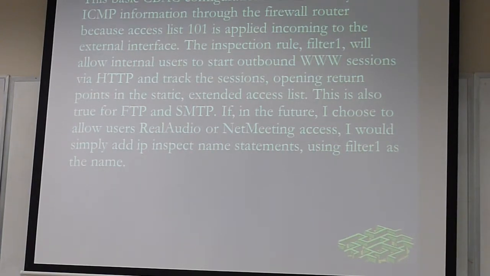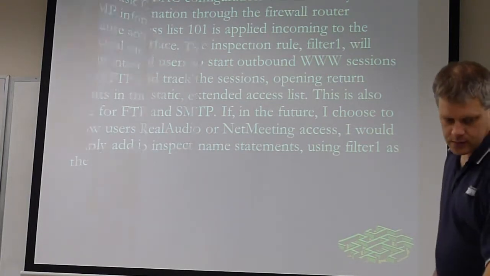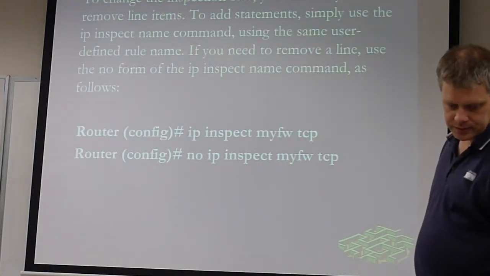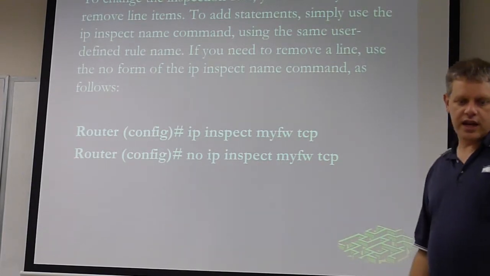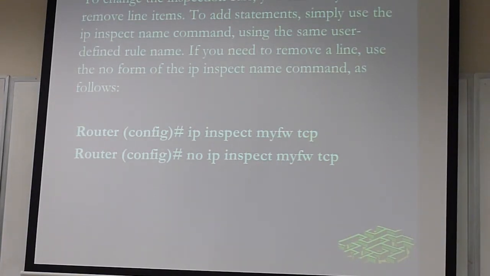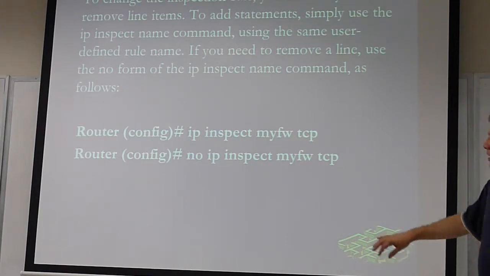Now, the CBAC configuration will allow only limited ICMP information with those access list rules that we saw. The inspection rule filter 1 will allow internal users to start outbound World Wide Web sessions via HTTP and track the sessions opening return points in the static extended access list. This is also true for FTP and SMTP. Okay? To change inspection rules, you can easily add or delete them one at a time.